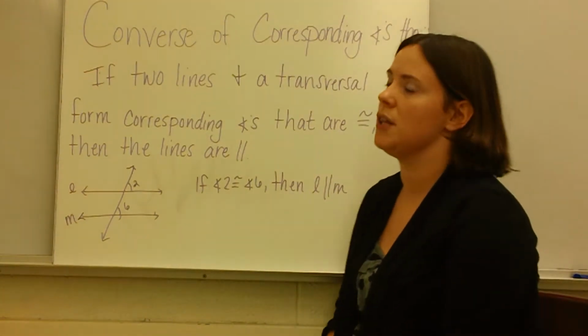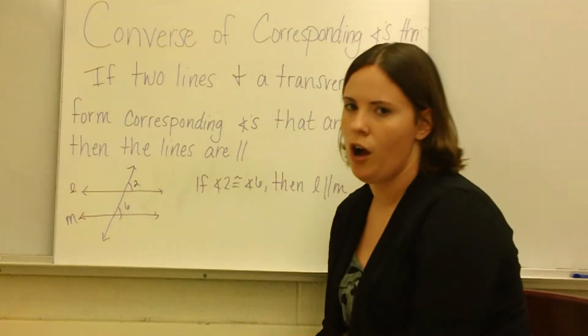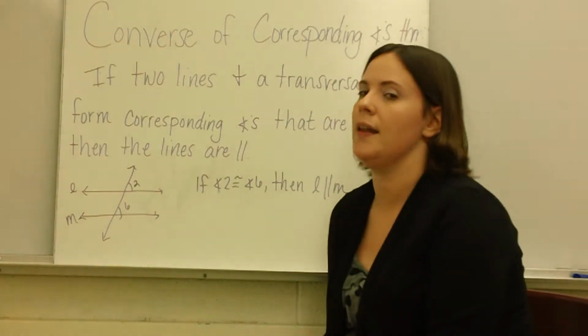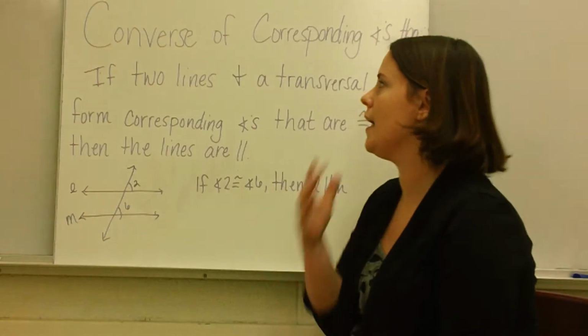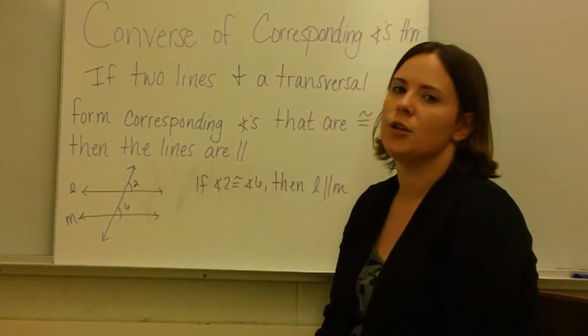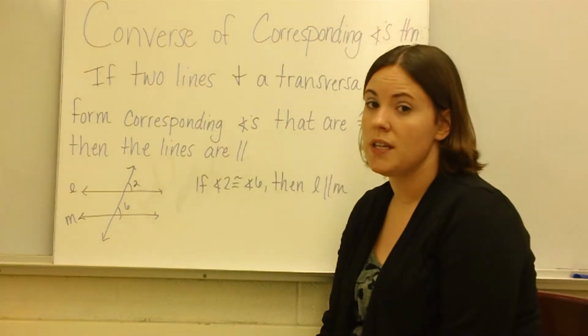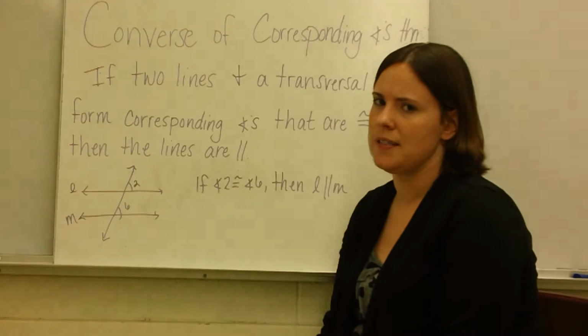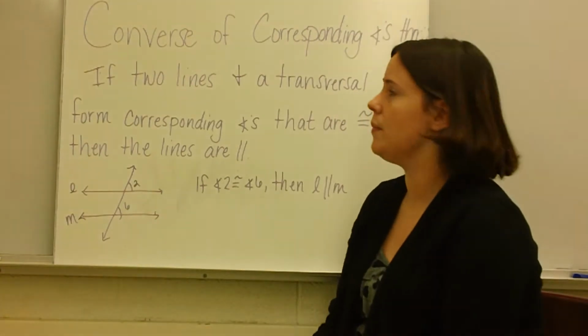We're talking about 3.3 now, and what it is, we're talking about the converse of everything. So we can't just say lines are parallel. We're proving that lines are parallel, and there are 4 ways to do that. The first one is the converse of corresponding angles. All of you are familiar with how to recognize corresponding angles, but now you have to be able to say that these angles are corresponding, therefore the lines are parallel.